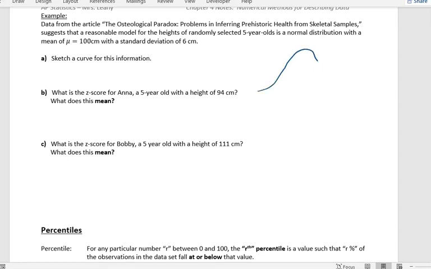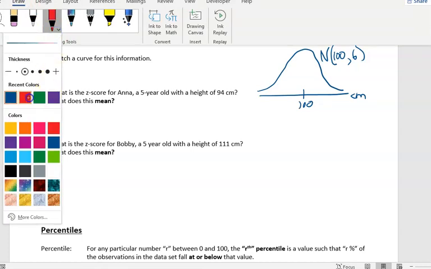So I'm going to sketch a curve. Here's my normal distribution. Okay, it says that we're measuring things in centimeters here, so instead of putting z, I'm going to put the unit, centimeters. I'm going to use the N for normal, and I'm going to put my values. 100 is the mean, and 6 is the standard deviation. I'm going to go ahead and label 100 right here in the middle. All right, so there's the sketch of my curve, and it says, what do we know here?